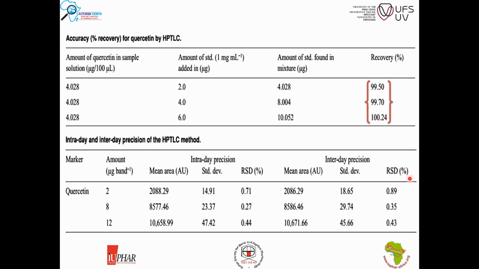Then the intraday and interday precision of the method were estimated by analyzing 6 replications of 3 samples at different concentrations, that is low, mid, and high, containing 2, 8, and 12 microgram per spot of the quercetin respectively, on the same day for the intraday precision and on different days for interday precision. Then the results are expressed as a percentage relative standard deviation.